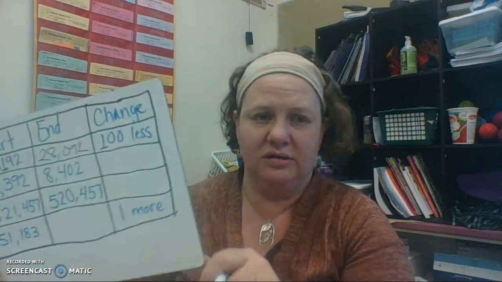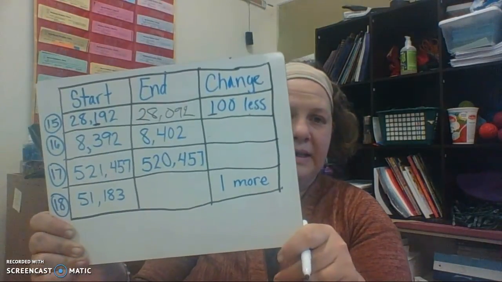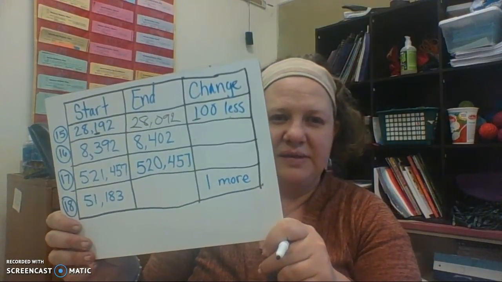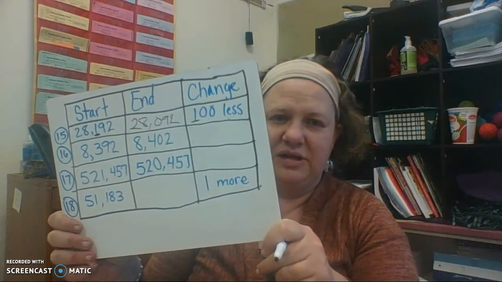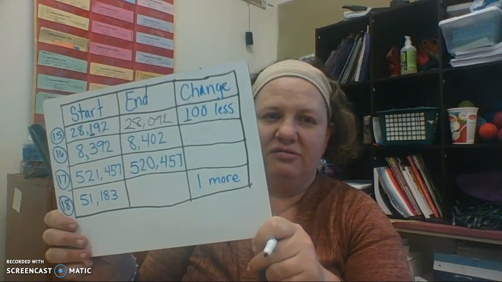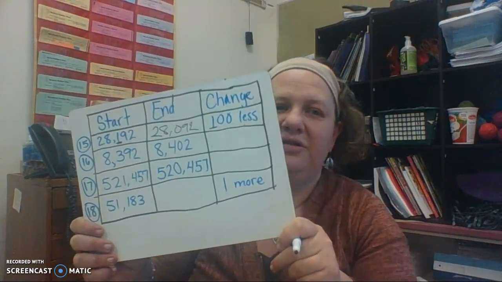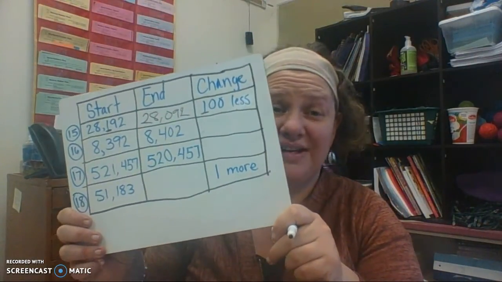So we have 28,192. Well, if I'm going to be in the hundreds place value, I'm going to underline that and go one less than 100, which would be 0. So we have 28,092. Okay. The next one, we have to look and compare the numbers. So if I look at the thousands place, they're both 8s. So nothing's changed there. If I look at the hundreds place, something's changed there. But I look a little further and something's changed in the tens place too.